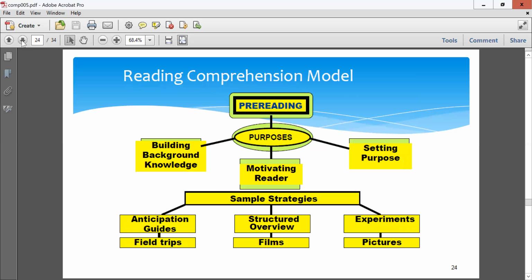Here are those charts that I mentioned to you. I'm not going to spend much time, but you have those here for your purpose.